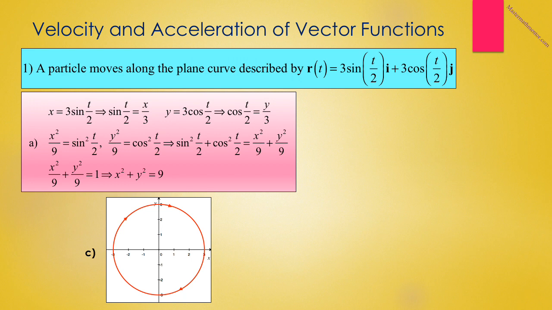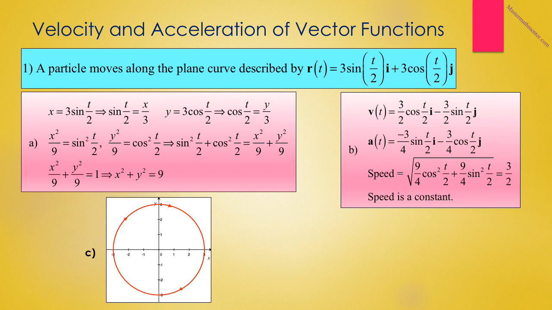Let us do part C first. We know that our graph is a circle centered at the origin with radius 3, but we do not know its orientation. The best way is to throw in some values of t. When t is 0, we are at the point (0, 3), and when t equals pi, we are at the point (3, 0). So our motion is in a clockwise direction.